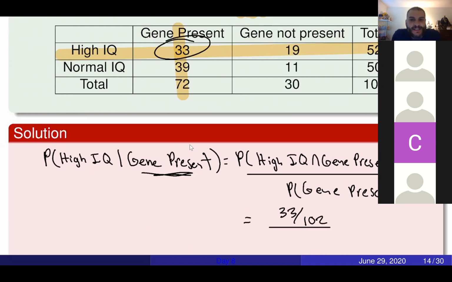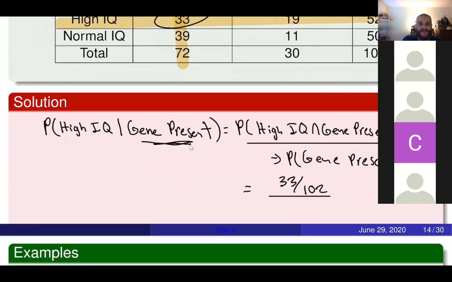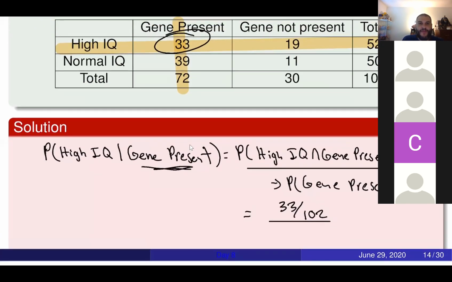You pretty much just see where they overlap, because where they overlap are the people who have a high IQ and the gene is present. So we have 33 people who have this gene and have a high IQ. So up next, we're going to do the probability the gene is present. So how many total people do we have that have this gene? 72. Yeah, 72. And you divide this by 102.